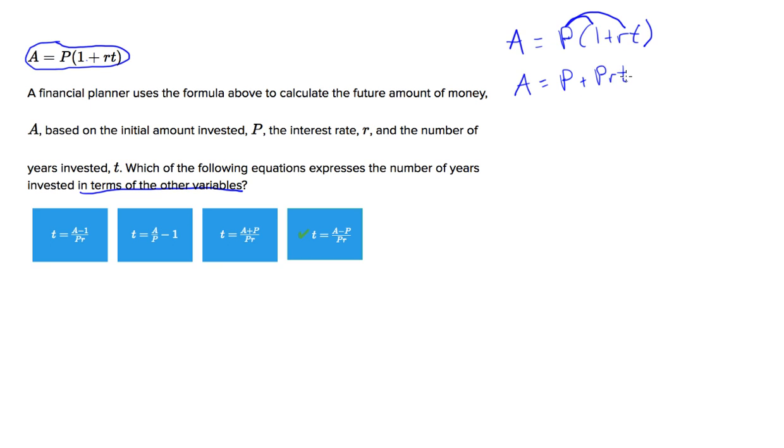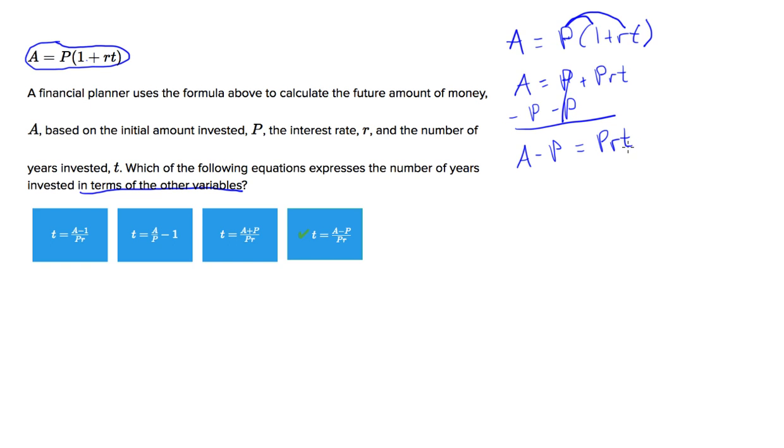And then we're trying to isolate the t in this case, so we're going to subtract P from both sides, just kind of one by one, removing these variables from one side and bringing them over to the other. And now we're given A minus P equals P times r times t. And this looks a little more complicated than it actually is.